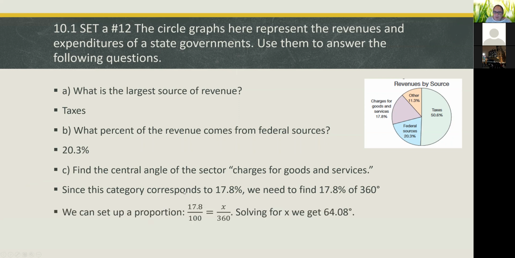So we can set up a proportion. We can do 17.8 over 100 equals x over 360. And if we solve for x, we get just a little bit over 64 degrees. When you use your protractor, you won't be able to measure 64.08. You would just make a 64-degree angle.